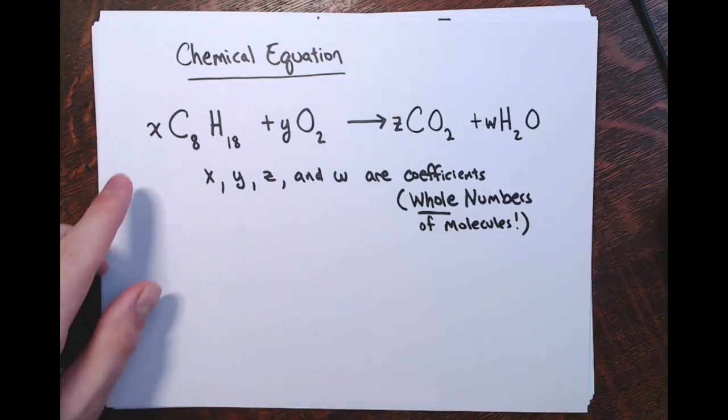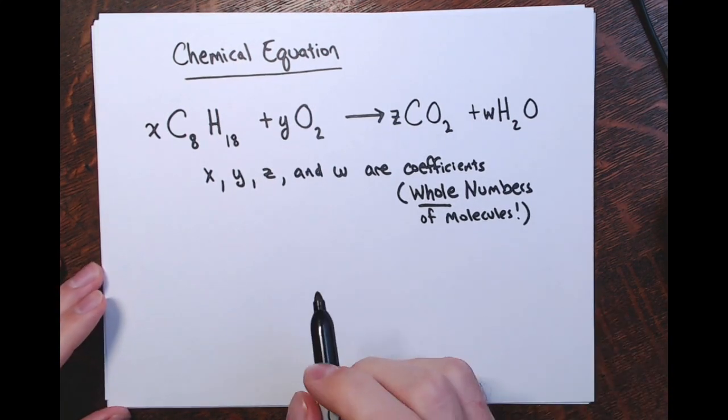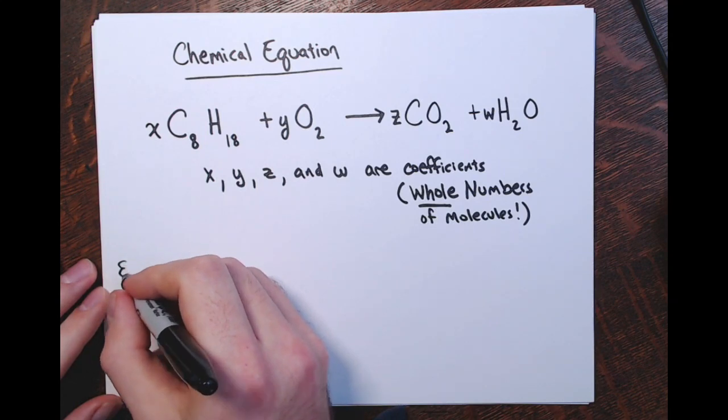All right, so when I solve this, when I figure out what X, Y, Z, and W could possibly be, I have to set it up. I have to figure out a way so that the solution has all whole numbers, no fractions, because you cannot have a fraction of a molecule. All right, so I'm going to write some equations here.